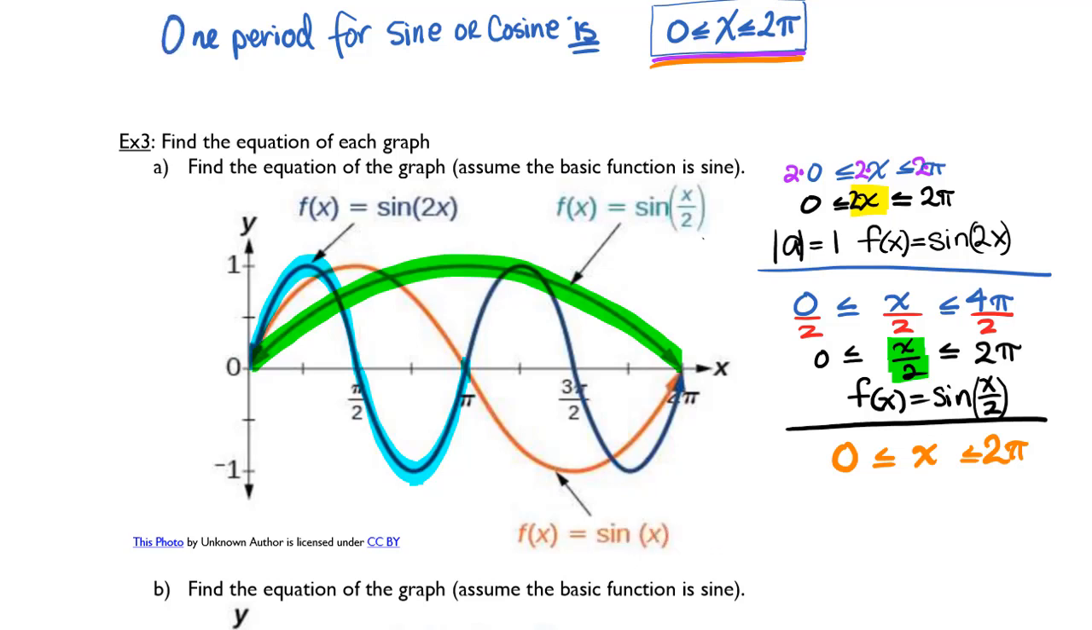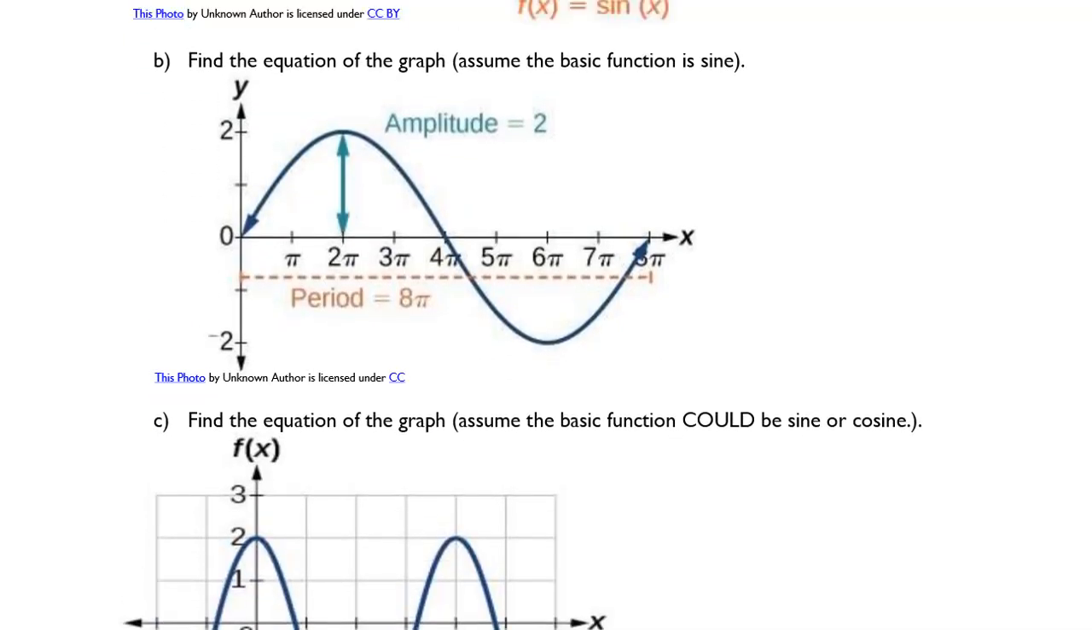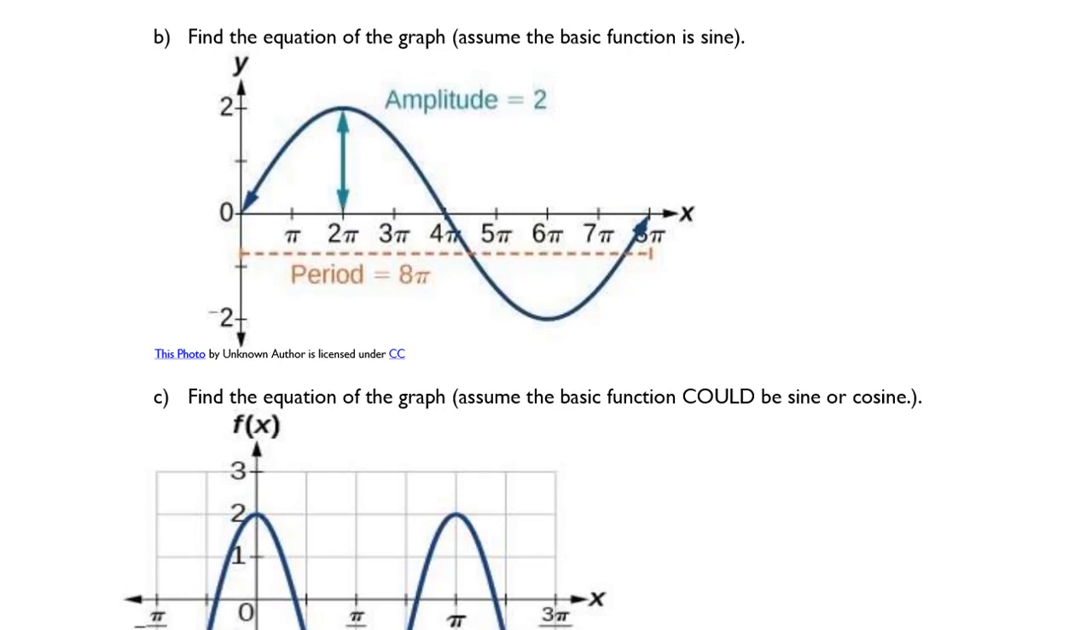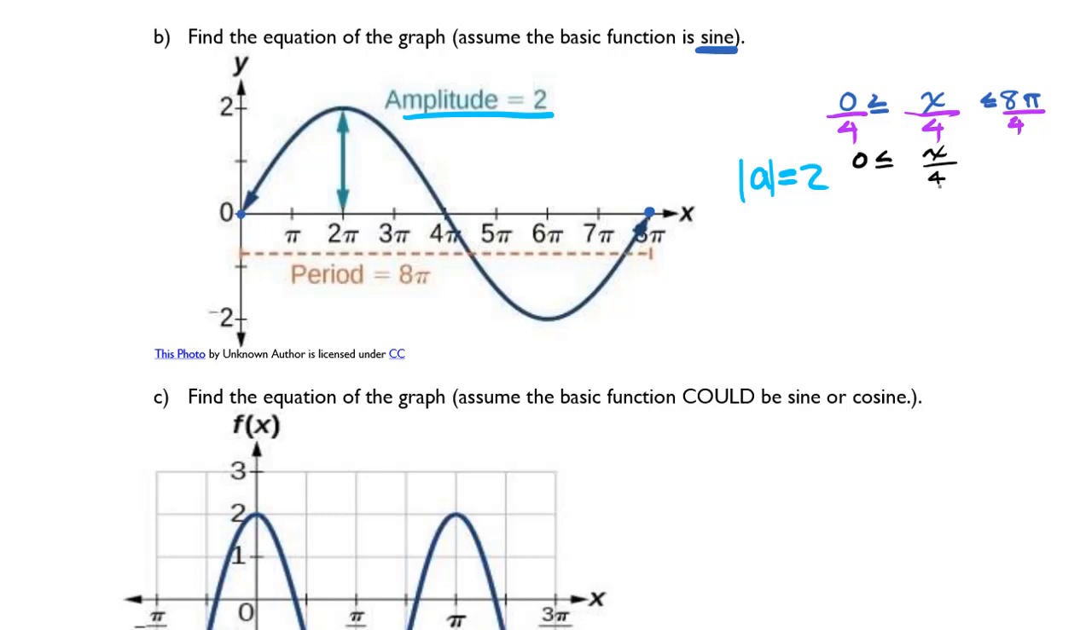For the next equation graph, we need to find the equation of the graph with amplitude 2, period 8 pi, and assume it is the sine function. Again, we'll start with the given period for the sine function, and that is from 0 to 8 pi. And we want to change it so that it matches the standard period. That means I have to divide everything by 4. And I can also note that the amplitude is 2. And that gives me enough information. My interval will be from 0 to 2 pi with x over 4 in the middle. So my function f of x equals 2 sine of x over 4.